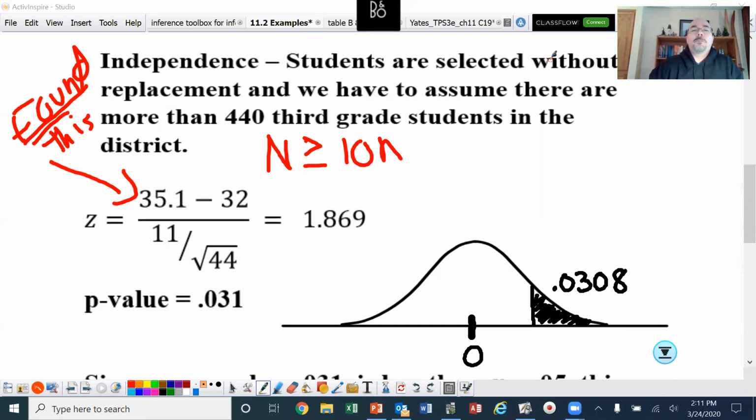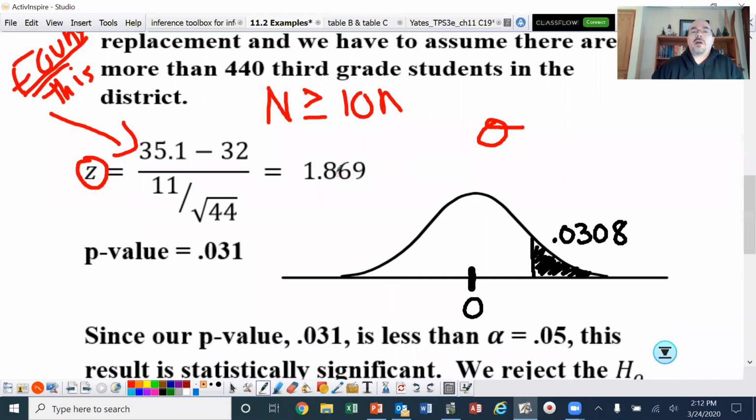All right, so we find our Z, well, actually, this should be, nope, we're using our Z-score here. And the reason we're using our Z-score is because we were given the standard deviation. Okay, we were given that, so we're using our Z-score. We find out that it's 1.869. We looked that up in our Z table. So right here is 1.869.